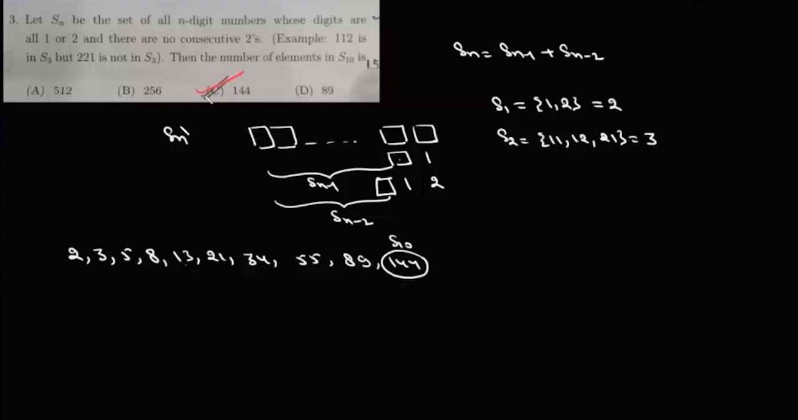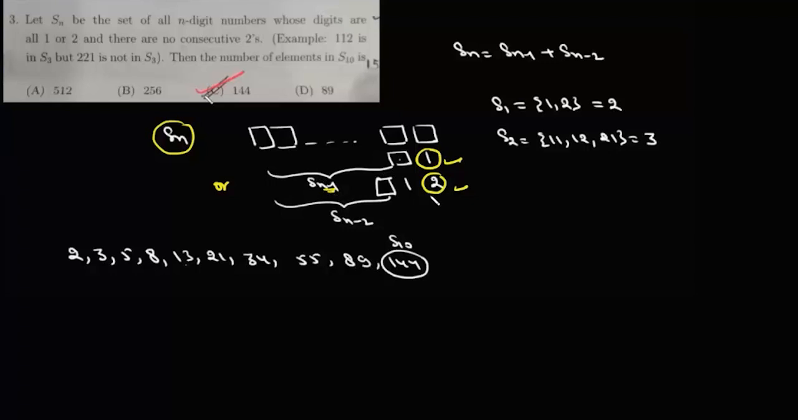So if we look at this, Sn will have n digits. Now the last digit could be either 1 or 2. So there are only two cases. If it is 1, then there is no restriction. So the problem reduces to arrangements of 1 and 2 in the remaining n-1 places, which is Sn-1.